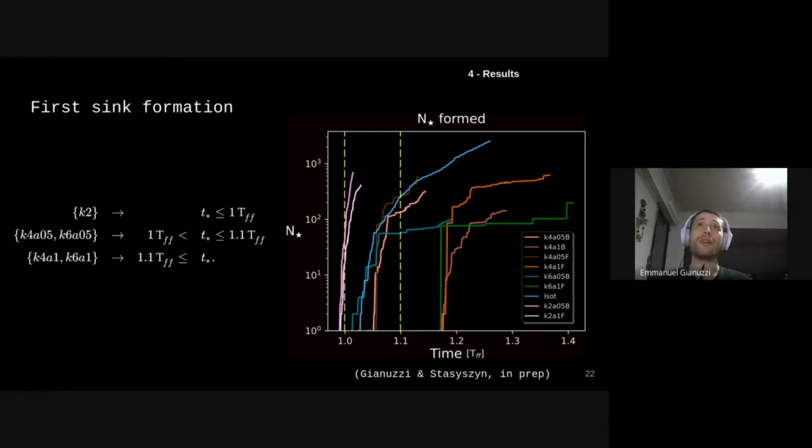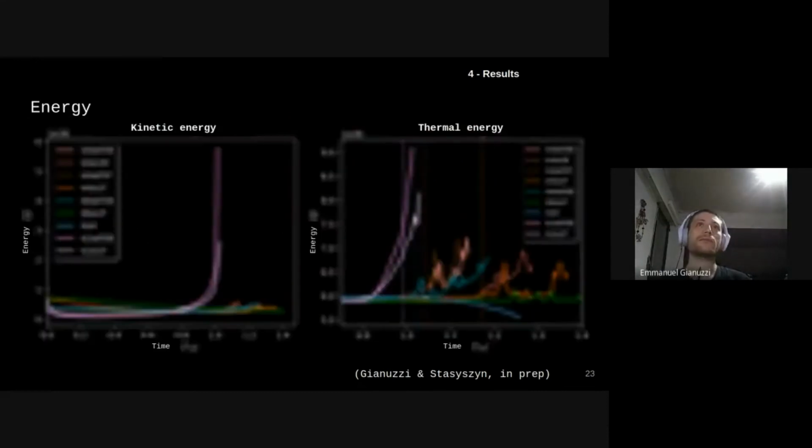Comparing the time of the first sink formation in every simulation, we found that the simulations with the same initial alpha can be grouped into this particular classification. The kappa 2 formed the first sink particle first, then the alpha 0.5, and finally the alpha 1.